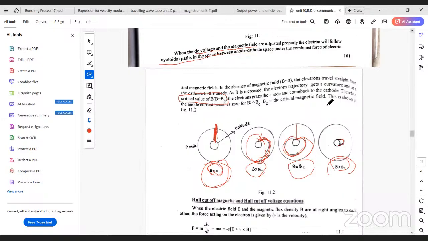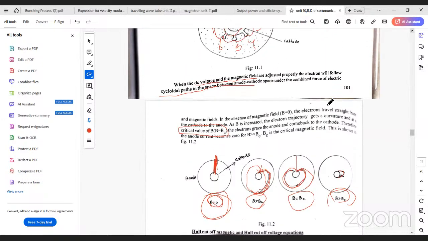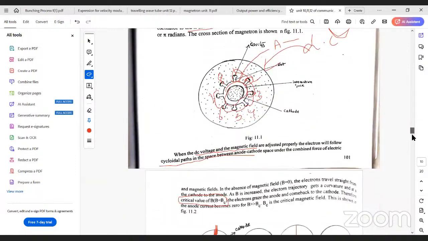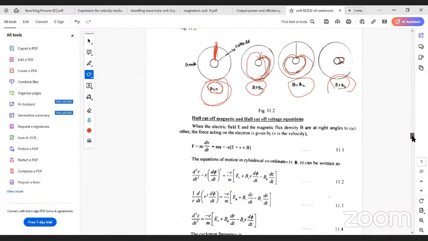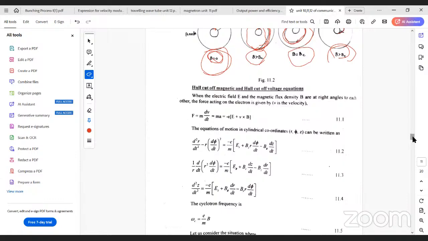Up to this point, you have to write for the question. What is the question? Explain the working principle of the magnetron oscillator. First you have to write the principle, and also you have to calculate the Hull cutoff voltage as well as the Hull cutoff magnetic field. We will see these two derivation parts.